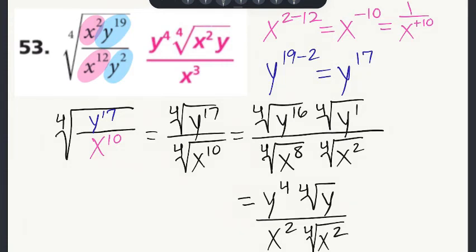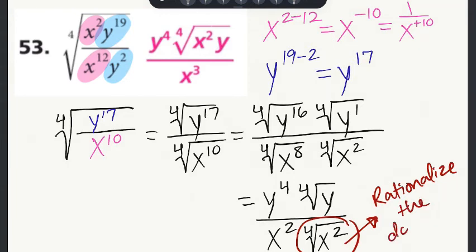Okay, now it's your favorite part of the day. We have to rationalize the denominator. So how do you know when you have to rationalize the denominator? If you have any radical in the denominator. So that's fourth root, cube root, fifth root, square root, it doesn't matter. In this case, I had the fourth root of x to the second power as my problem. That is what I have to rationalize.